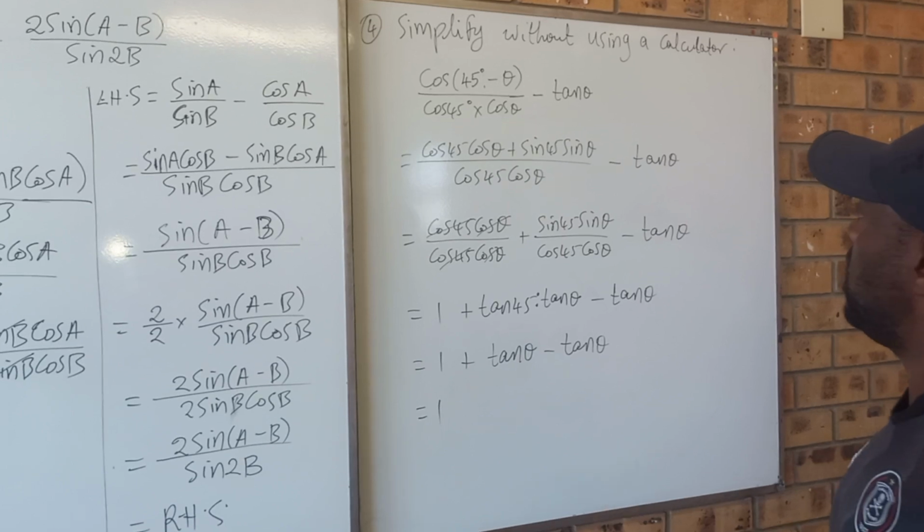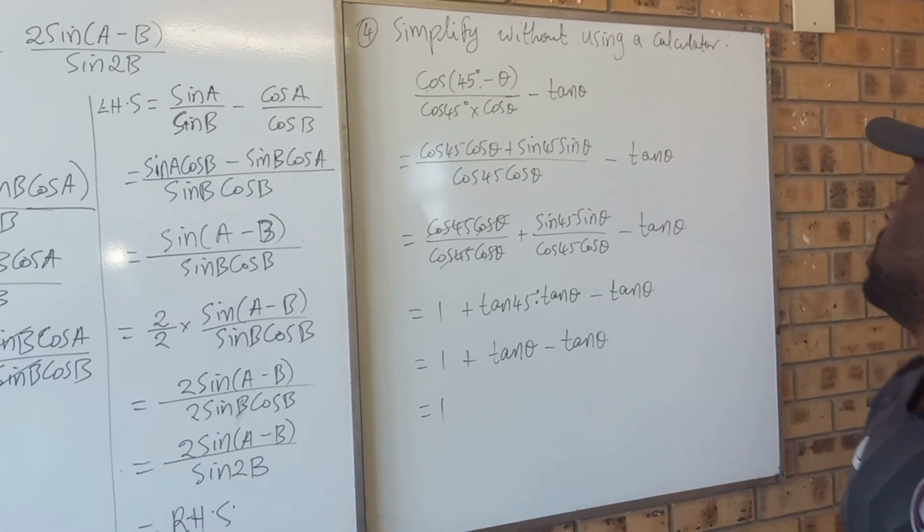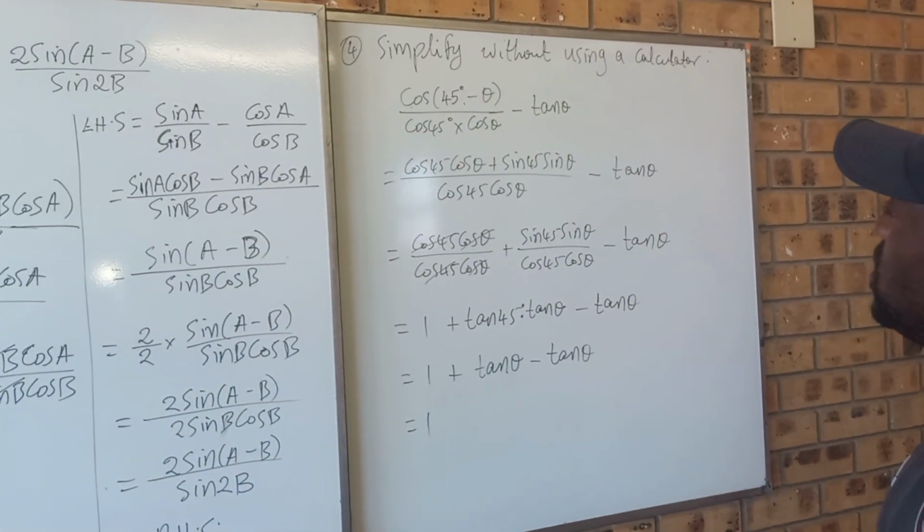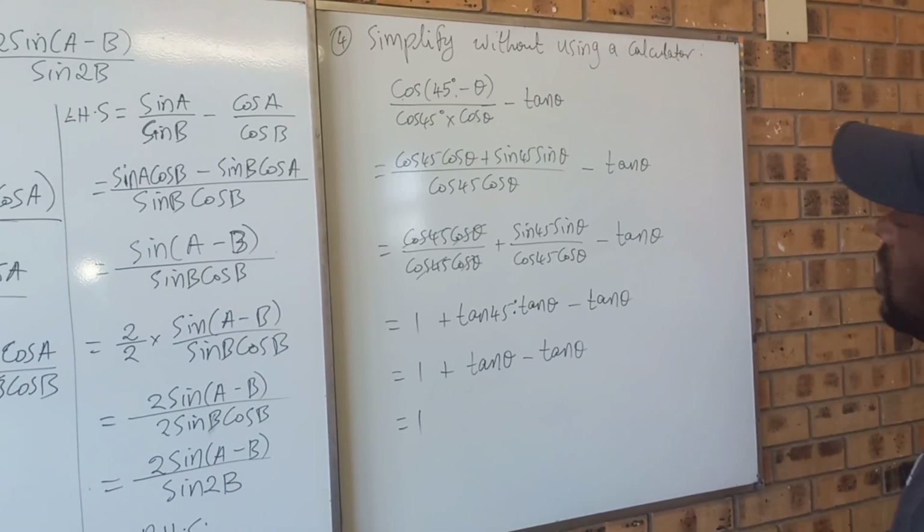So that's how simplification of trig functions works. When you are simplifying, you are reducing the trigonometric expression till you get something that is small.